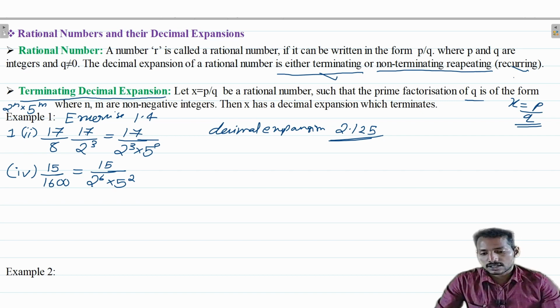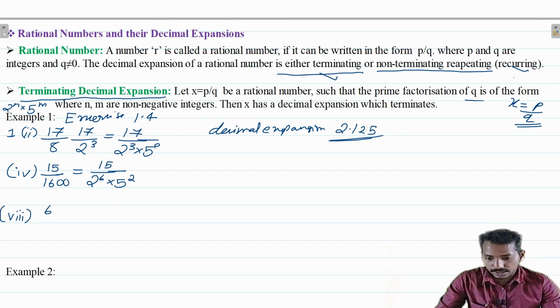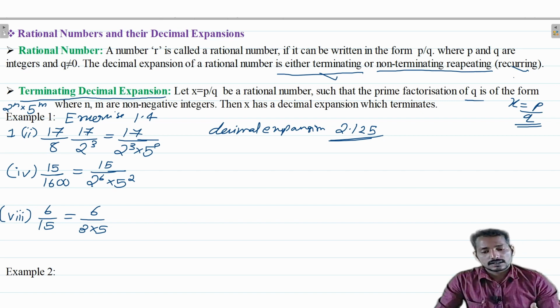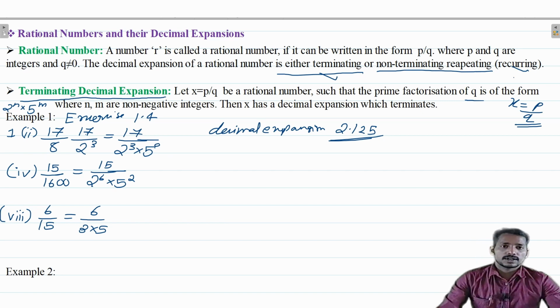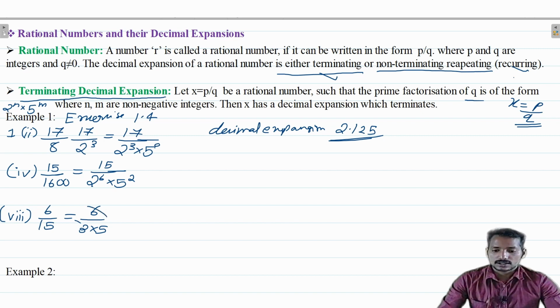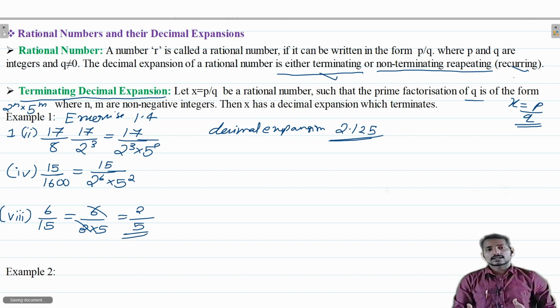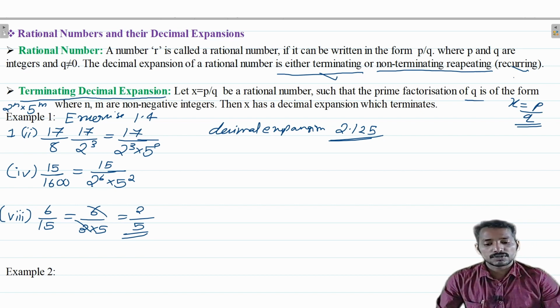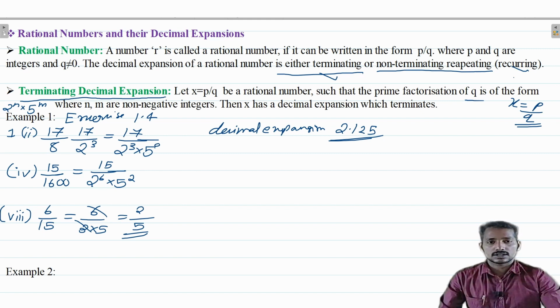Similarly, one more option I am going to take, option number 8. In the case of option number 8, you can see 6 by 15. 6 by 15 you can write as 6 divided by 3 into 5. It seems like it is not of the form 2 raised to m into 5 raised to n, but we can cancel this 3 with the numerator, so we will get 2 by 5. So at a glance, you cannot decide whether it is terminating or non-terminating. If there is any common factor, simplify. After the simplification, look at the prime factorization of the denominator.